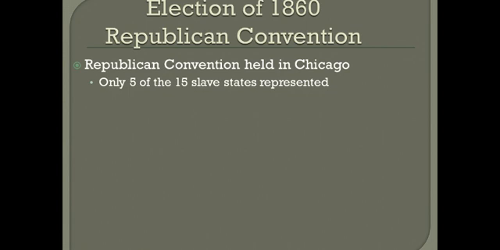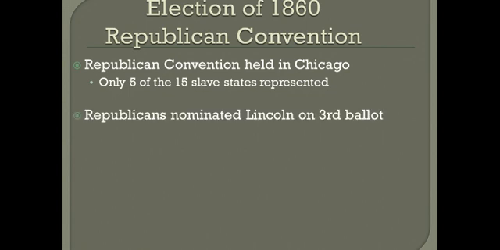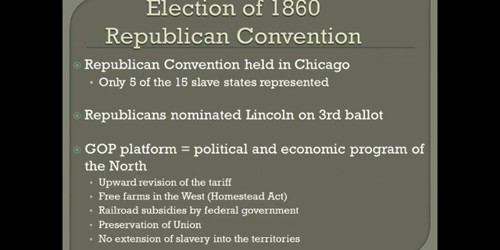It was held in Chicago, but only 5 of the 15 slave states are represented. Republicans nominated Lincoln on the third ballot, so the third vote to see who would be the nominee. And the GOP Platform was a political and economic program that was backed by the North. It was developed by the North, backed by the North.